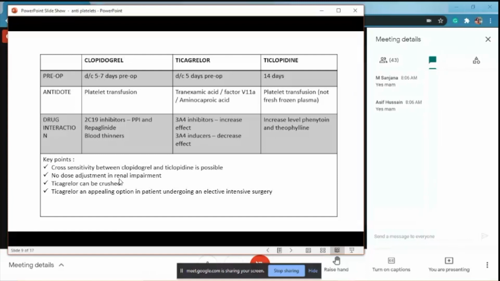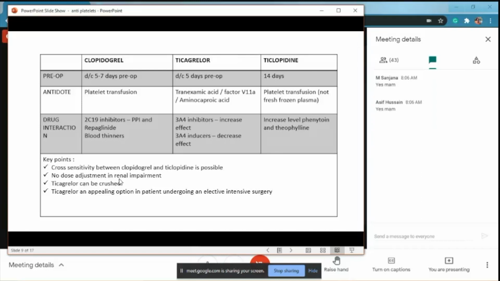And blood thinners. So if you use blood thinners along with other blood thinners, it can increase the risk of bleeding. And azole antifungals are also one of the 2C19 inhibitors, which can decrease the activation and effect. Okay. Now let's move on to ticagrelor.